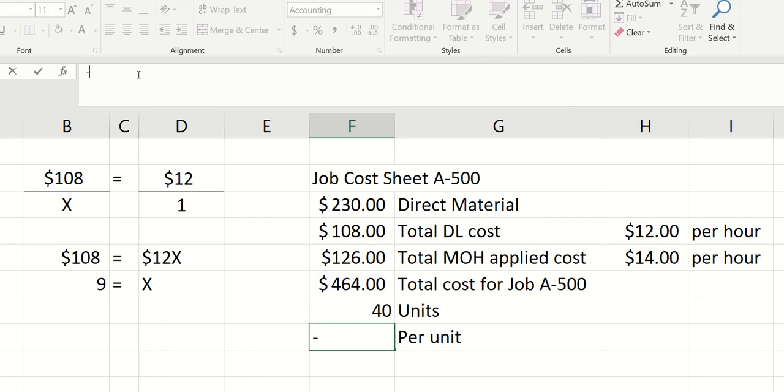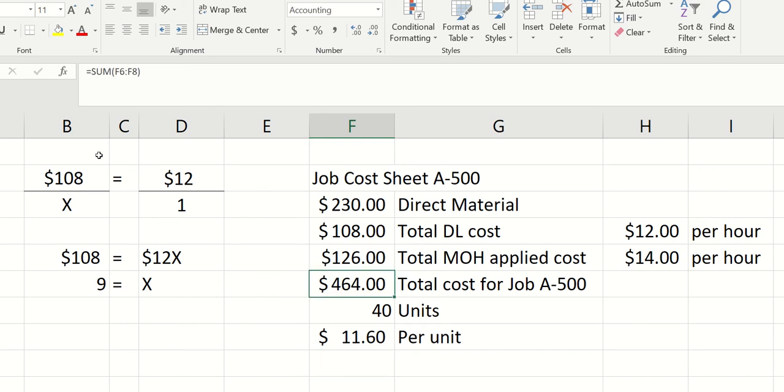I can do it again, right? The total divided by 40 units will give me a per unit basis. And so we're looking for this answer for the first part and this answer for the second part.